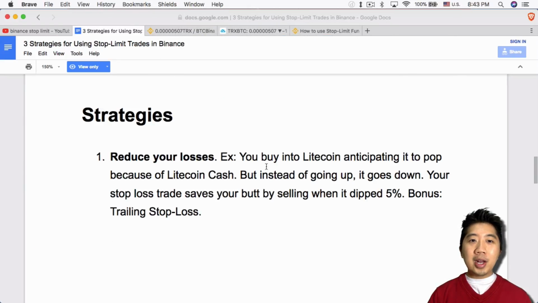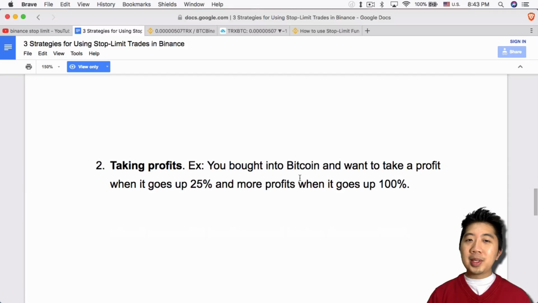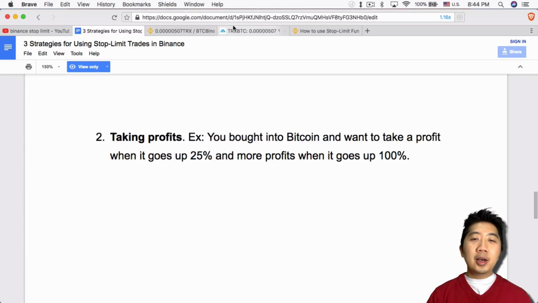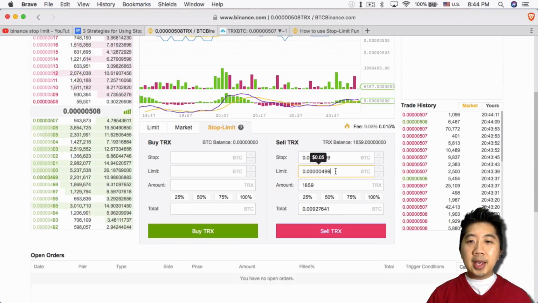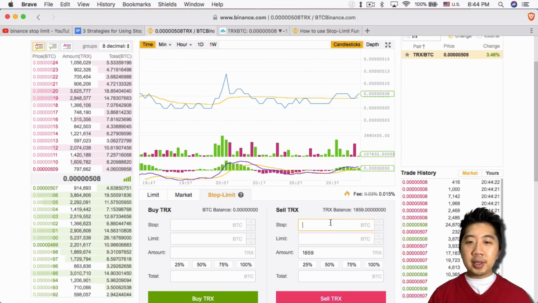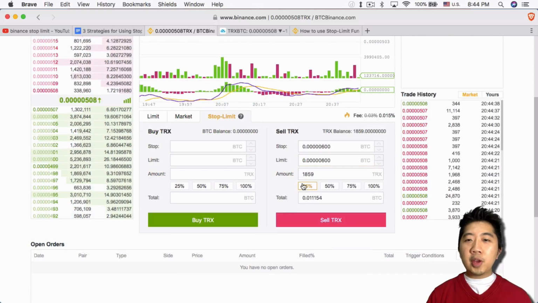So on to the second strategy. The second strategy is taking profits. The example is you bought into Bitcoin and want to take profit when it goes up 25% and more profits when it goes up to 100%. So the idea is this. Let's say you want to take profits when Tron is at 600 Satoshis. So you want to set the price at 600 and you only want to sell 25% of it because you just want to take a portion of your profit. So go ahead and set that.